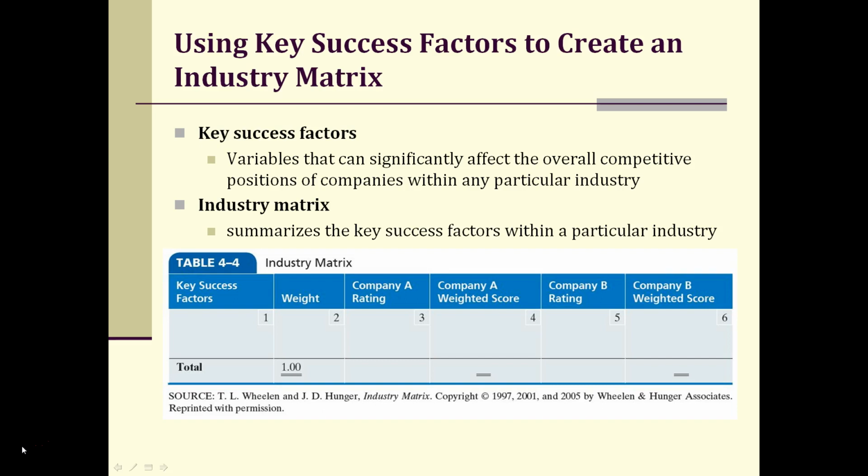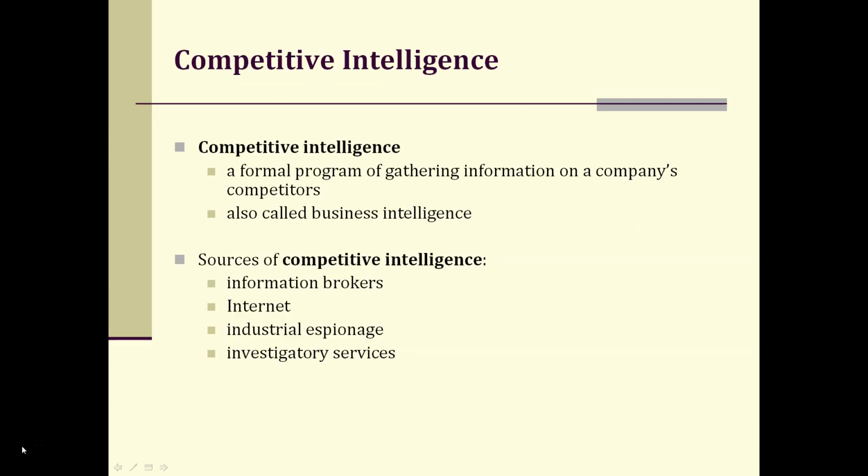We have to deal in this case with competitive intelligence. So competitive intelligence is a formal program of gathering information on a company's competitors. Often called business intelligence, it is one of the fastest growing fields within strategic management. The sources of competitive intelligence are information brokers, internet, industrial espionage, and investigatory services.